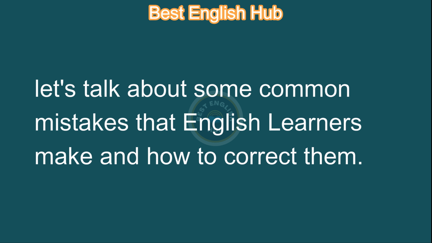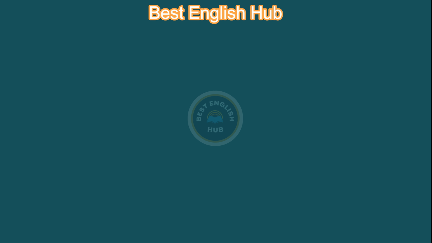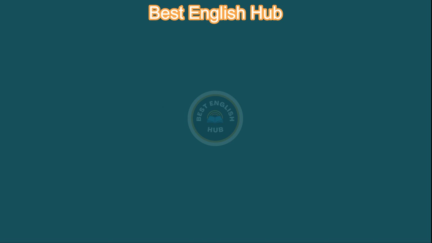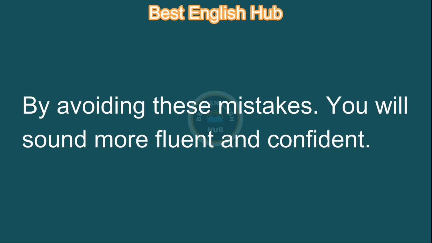Let's talk about some common mistakes that English learners make and how to correct them. Many learners say, she go to school every day. The correct sentence is, she goes to school every day. Another mistake is, I didn't went to the party. The correct sentence is, I didn't go to the party. Similarly, he don't like coffee should be, he doesn't like coffee. By avoiding these mistakes, you will sound more fluent and confident.